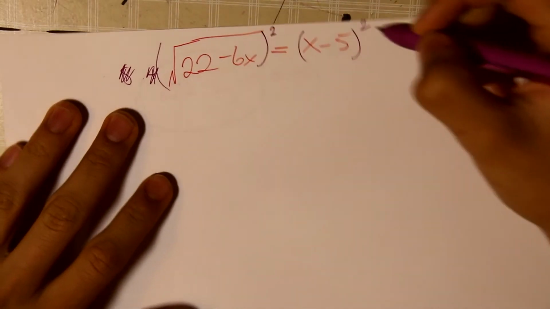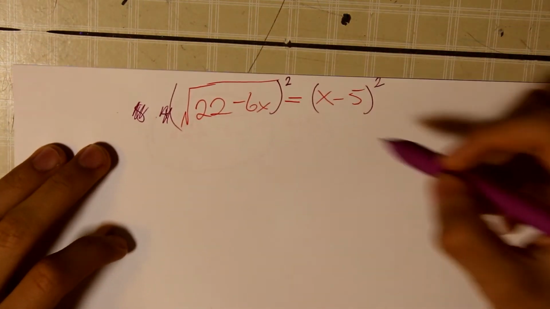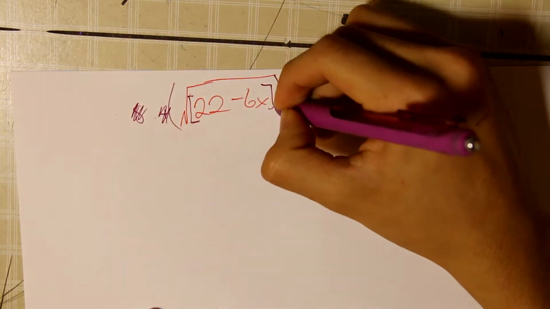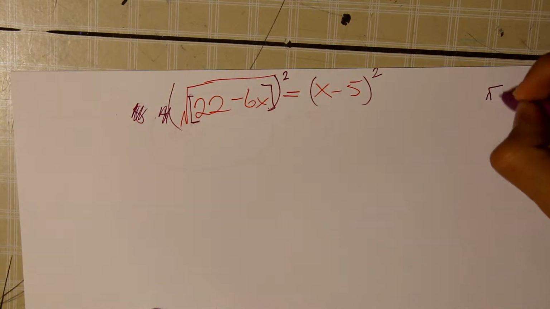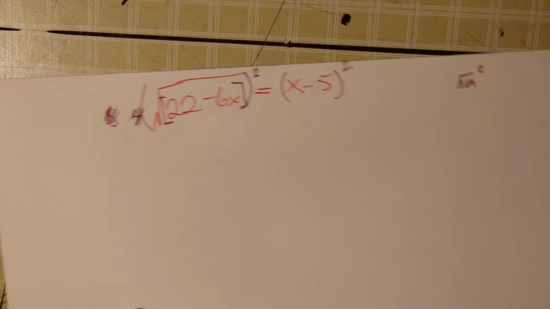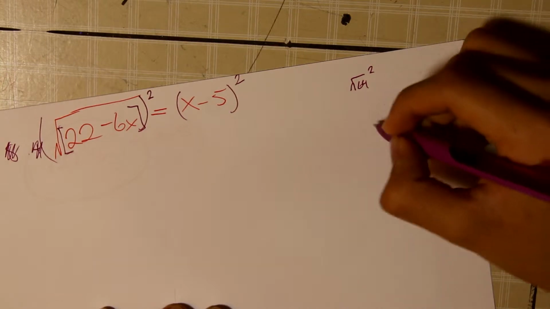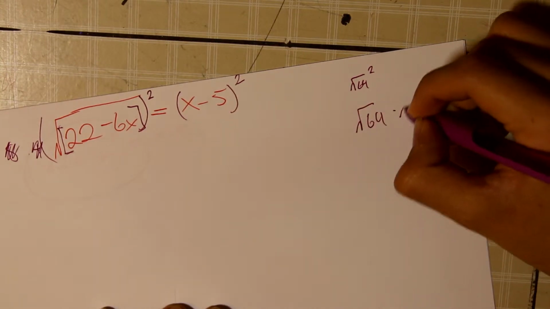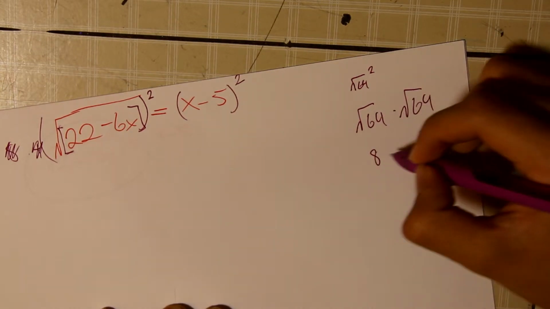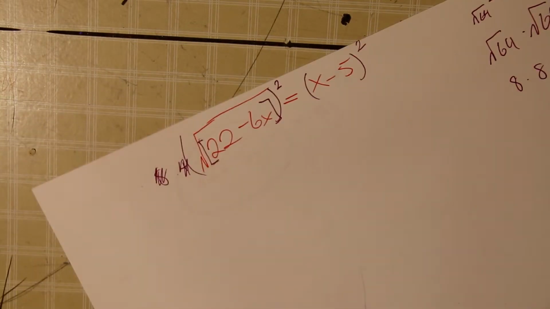the reason we square both sides is because when you square anything in a radical sign, your answer will always be the values inside of the radical. For example, the square root of 64 squared is the square root of 64 times the square root of 64. That means you just have 8 times 8, which gives you 64. But anyway, back to our problem.